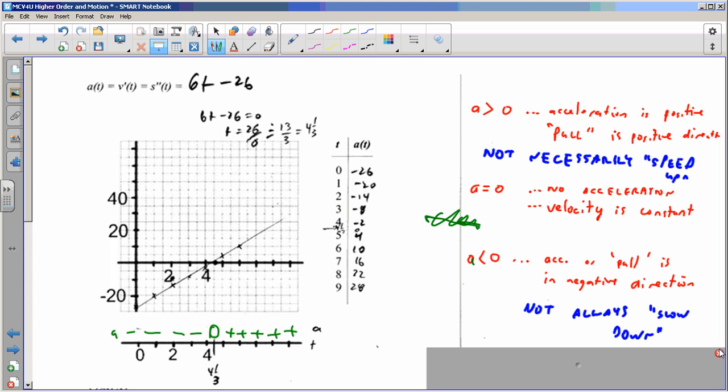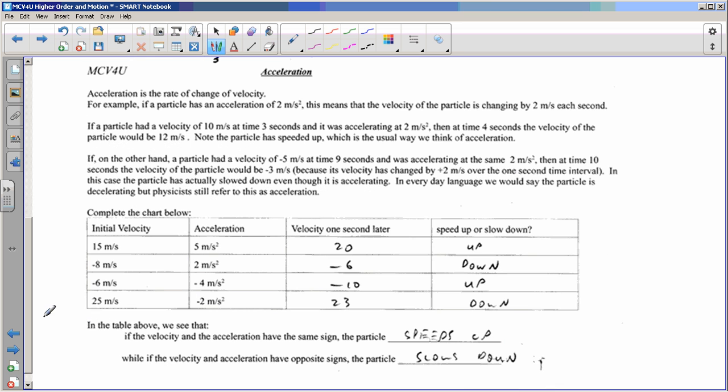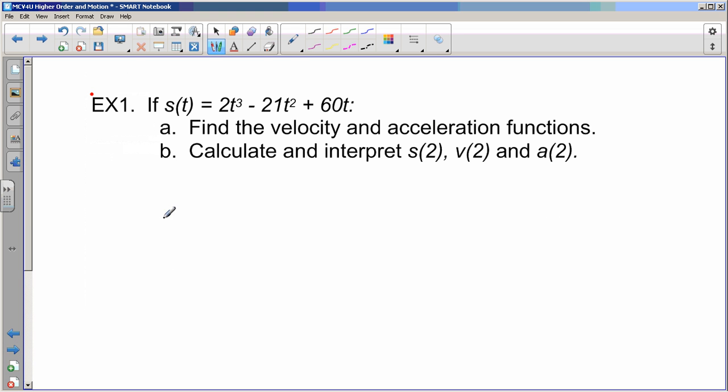So that kind of gives away the end of the investigation here, where if the velocity and the acceleration have the same sign, this particle speeds up. If the velocity and the acceleration have opposite sign, the particle slows down. And this sort of analysis allows us to completely analyze an object's motion. Just from the position function, we can tell everything about it. And we're going to have an example or two like that.